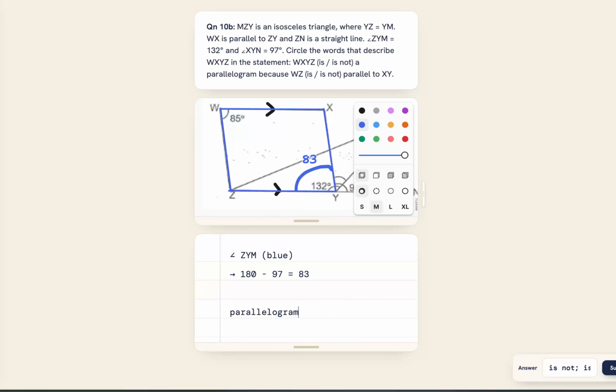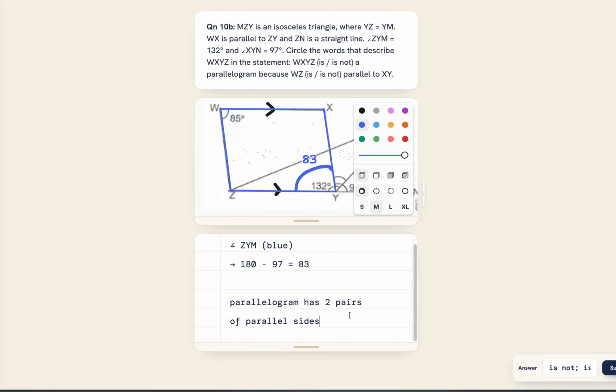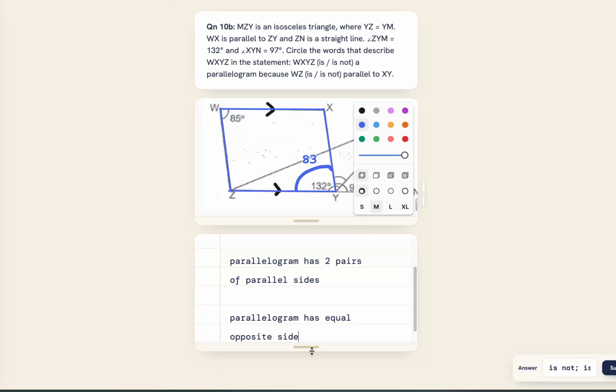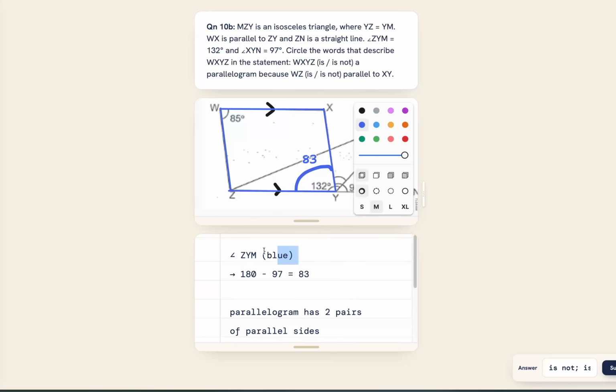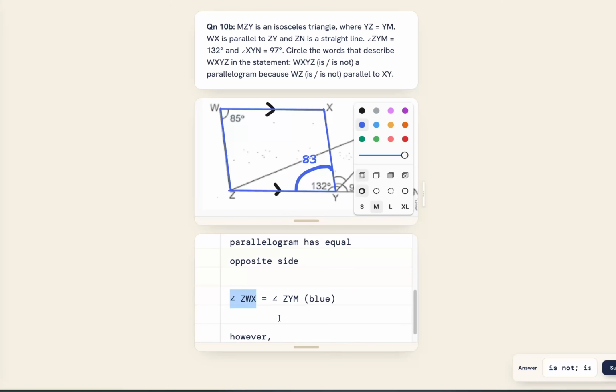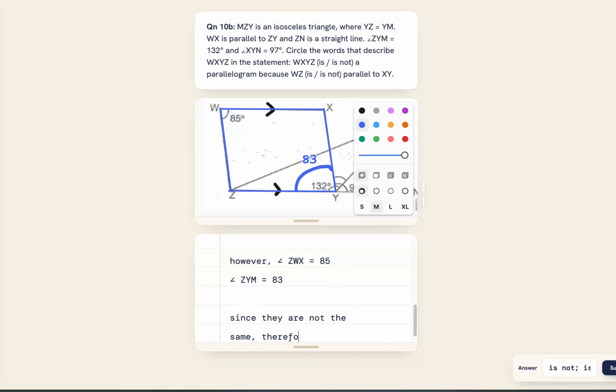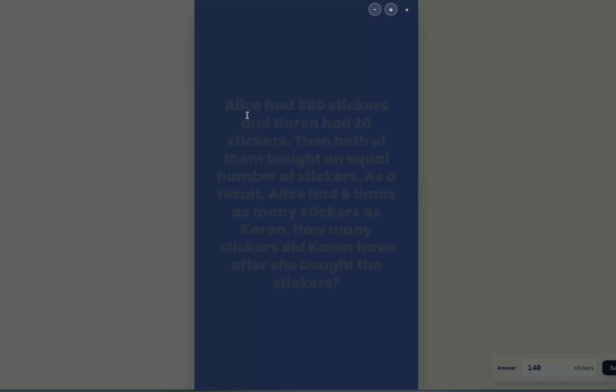A parallelogram has two pairs of parallel sides, as what we see over here. At the same time, a parallelogram has equal opposite angles, which means angle ZWX is equal to angle ZYM, which is in blue. However, ZWX over here is equal to 85 and ZYM is equal to 83. Since they are not the same, WXYZ is not a parallelogram and WZ is not parallel to XY. Right, there you go.